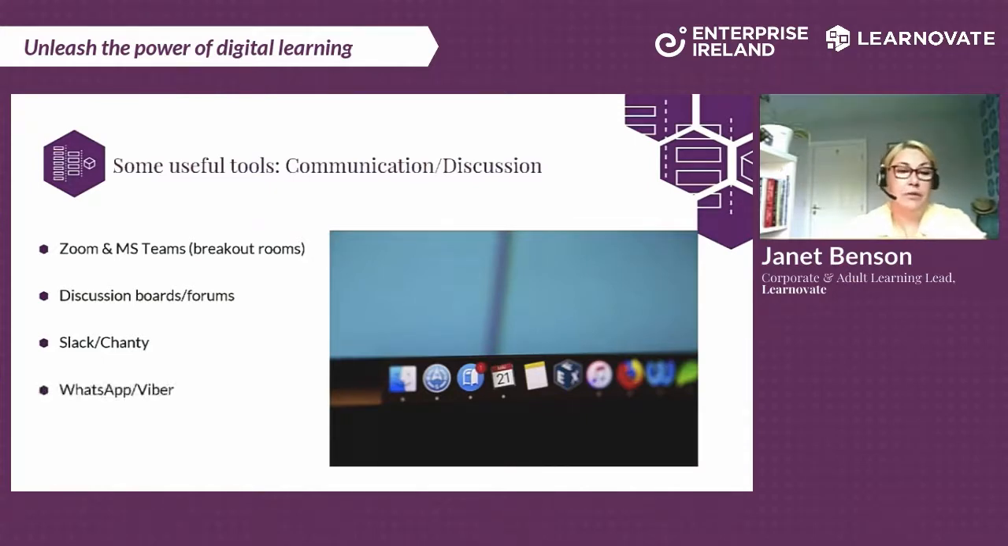And again, everyone uses WhatsApp and Viber. Whether people want to use it for work communication or not, you'd have to ask people. But WhatsApp is really handy to be in a group, and if you're just asking questions around learning, for example.